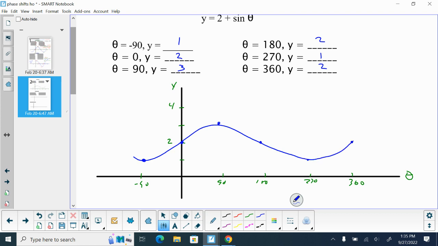So here is our graph. Now, if I were to do a normal sine curve again, as we've done in the past, just y equals sine of theta, we'd have a point at 0. At 90, we'd be at 1. At 180, 0. At 270, negative 1. At 360, back to 0.